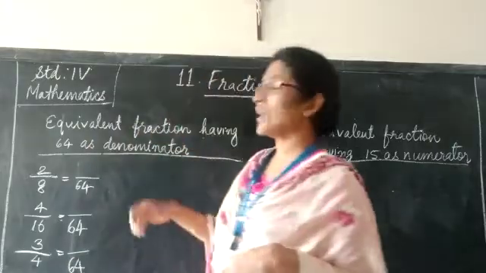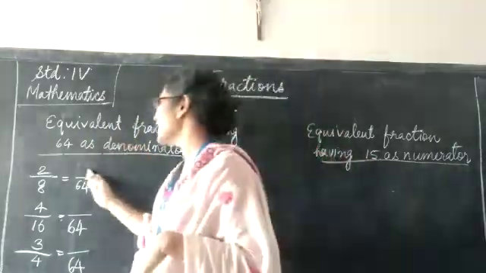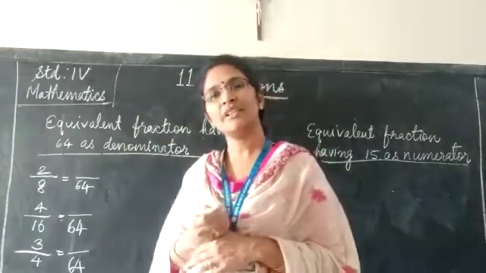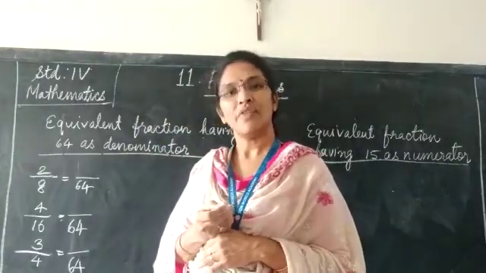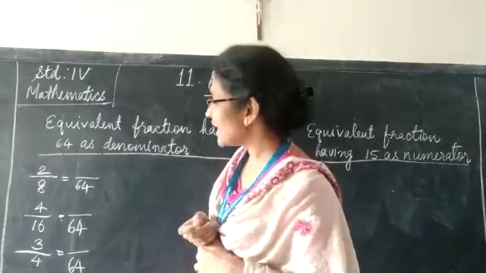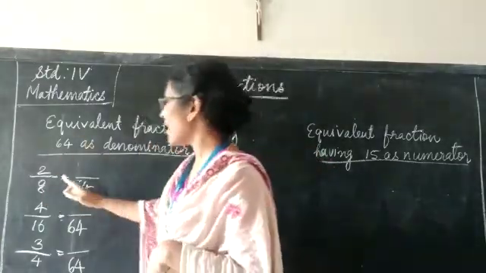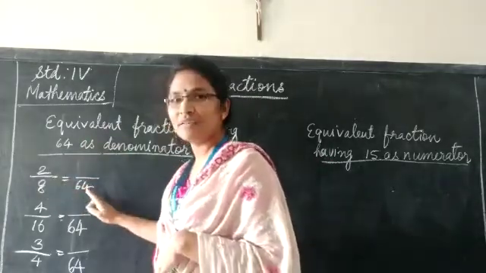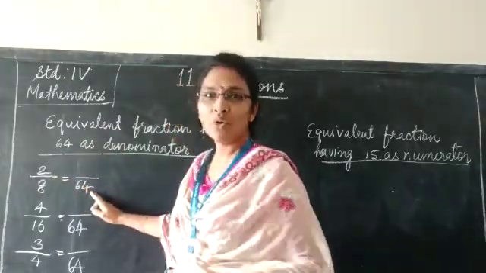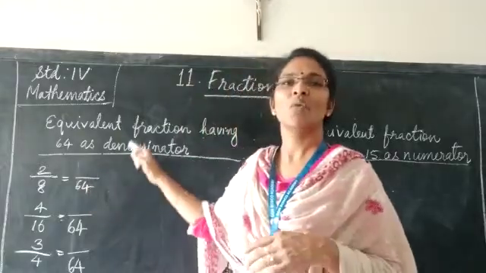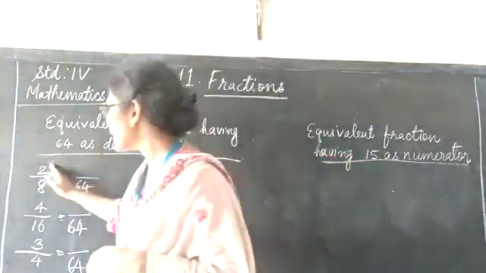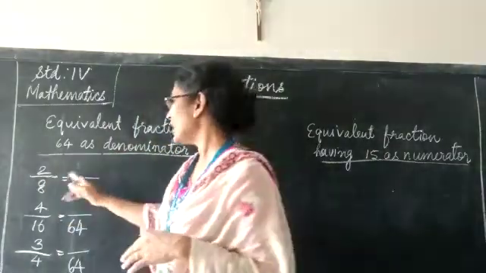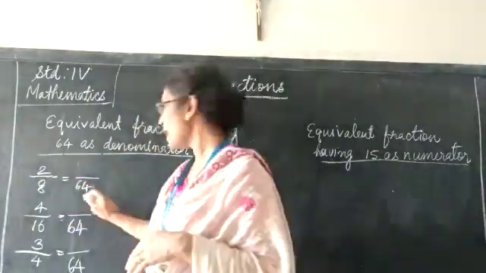Okay. Now how can we find out what will be its numerator? For finding that, we have to see how many 8s are 64. We know that to find equivalent fractions, we have to multiply the numerator and denominator with the same number. Then how many 8s are 64?